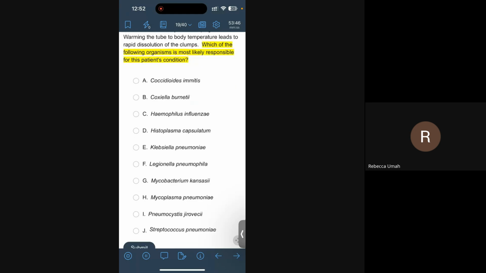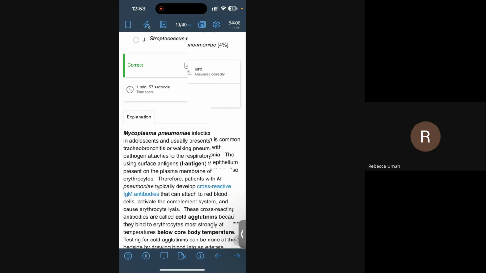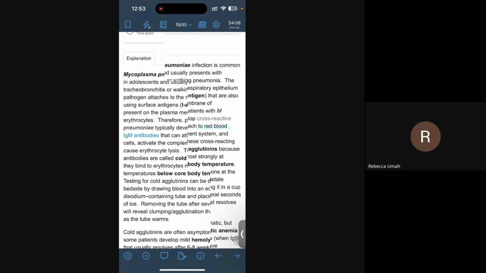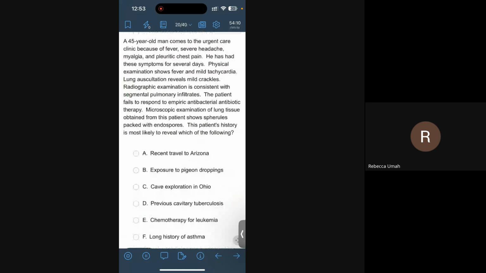The bacteria which can cause interstitial pneumonia are Mycoplasma pneumoniae, Coxiella, and Klebsiella. These are the three which can cause it. But we know cold agglutinins are produced only by Mycoplasma, causing cold agglutinin hemolytic anemia. The patient's history is most likely to reveal which of the following?